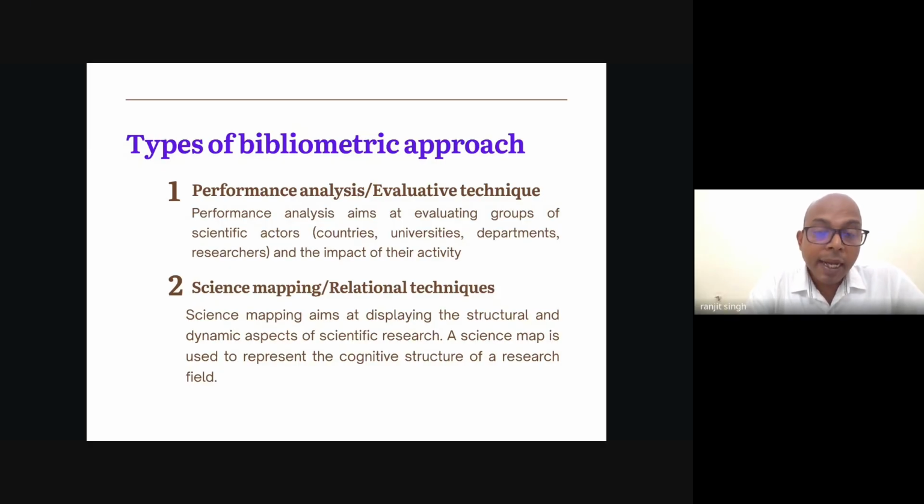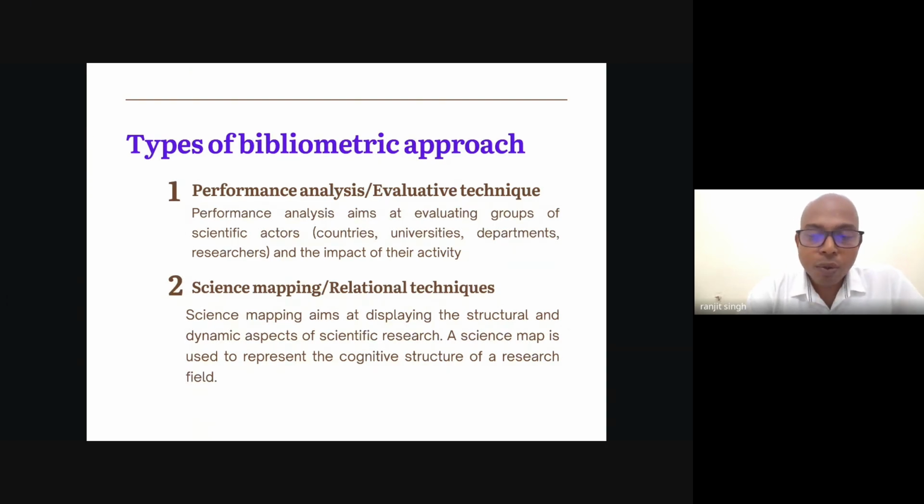For example, if you are planning a study using only performance analysis, then the editor will raise a question that you are providing only the number of journals, number of that. We are not interested in numbers. We are interested in the research gap, and the research gap will be shown by the science mapping or relational technique. So this performance analysis will act as a background for science mapping. So while writing, you have to focus on both performance analysis as well as science mapping.